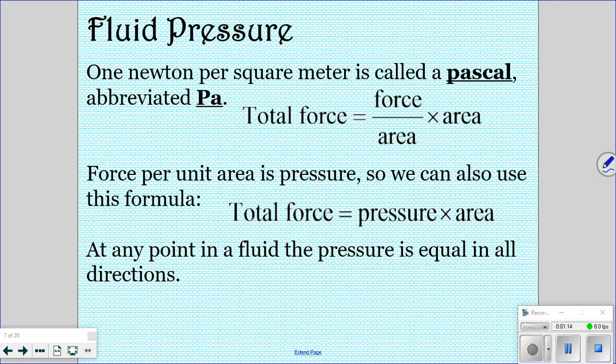At any point in a fluid, the pressure is going to be equal in all directions. If you think about swimming in a swimming pool and you go 3 meters or 3 feet below the surface and then you swim towards the deep end of the swimming pool, the pressure is not going to change as long as you stay at the same depth. Now if you start swimming down more, you've probably felt your ears start to pop. You may need to swallow to make them feel better, but that's because the pressure is starting to get more intense the further down you go.